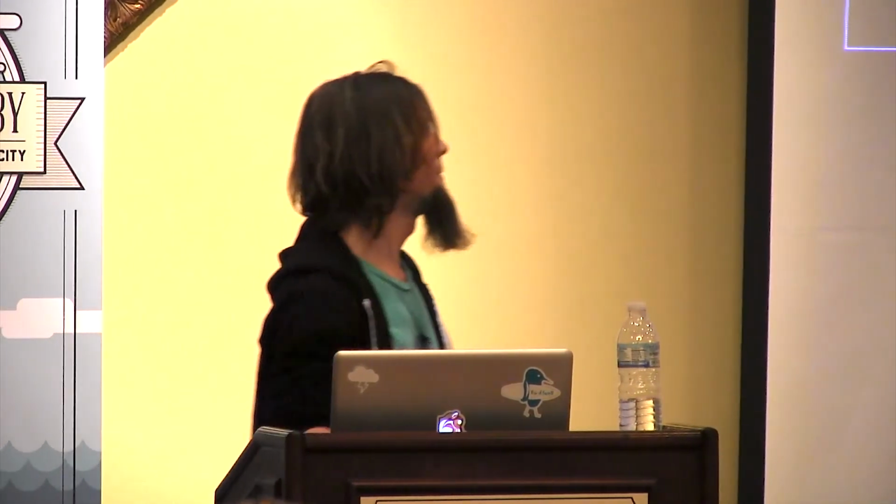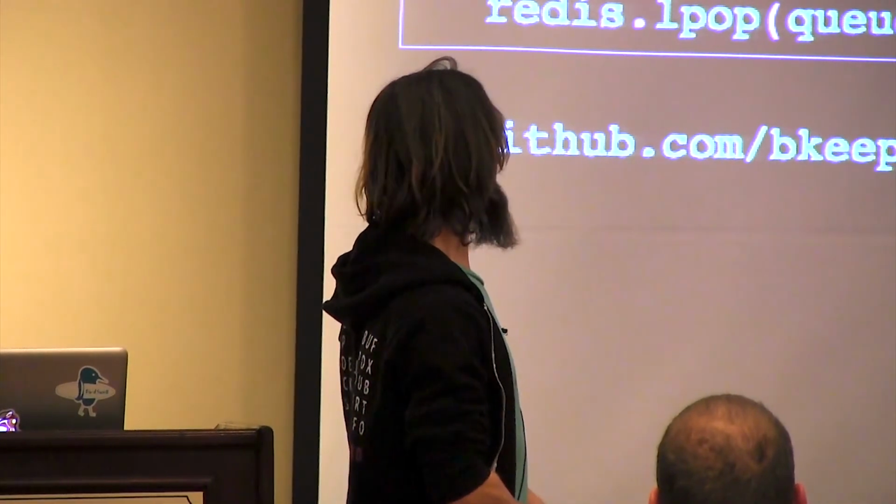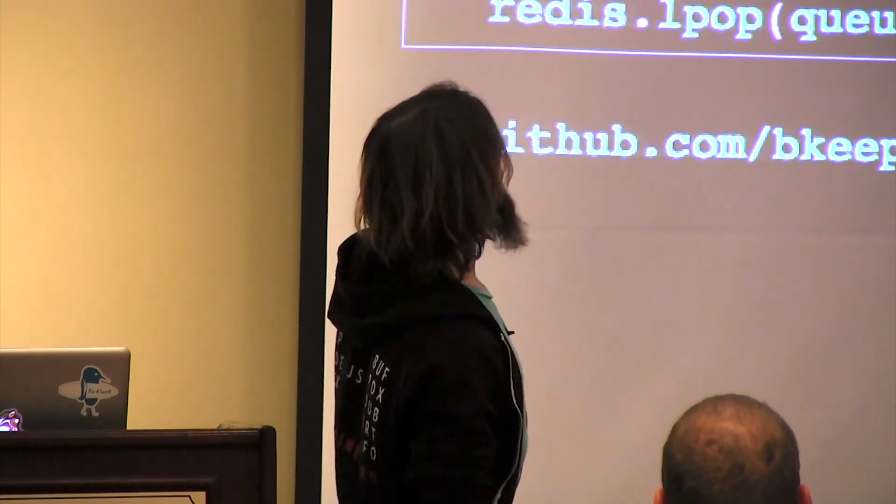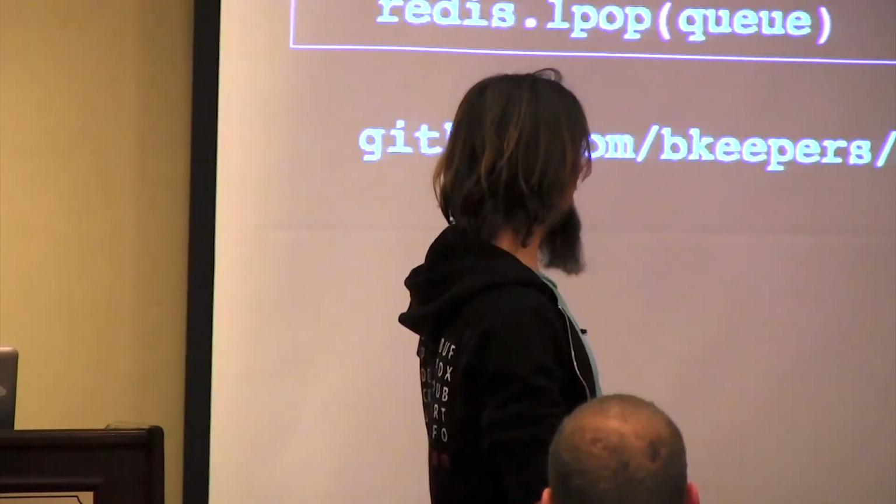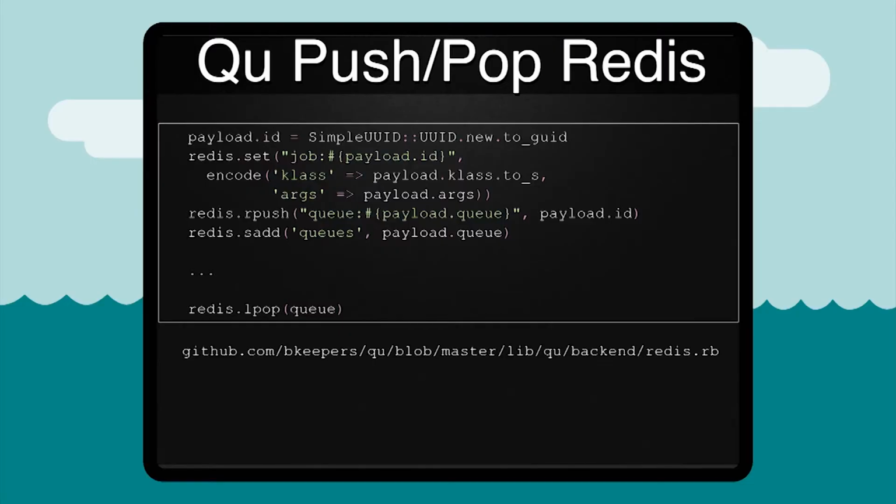Redis, the most common, popular default queue system. This is a little snippet of code pulled from the Queue background processing library. We use rpush and lpop. Those are the canonical methods for putting things in and out of Redis. You all know Redis, right? No? You just don't like raising your hands anymore.